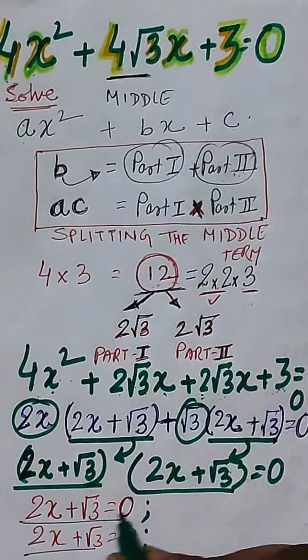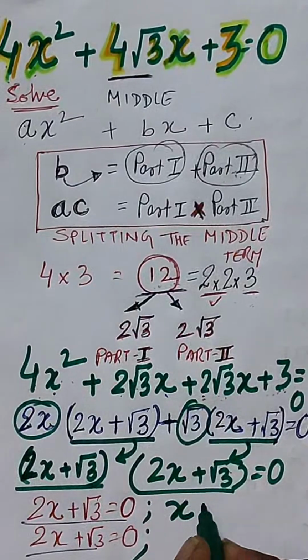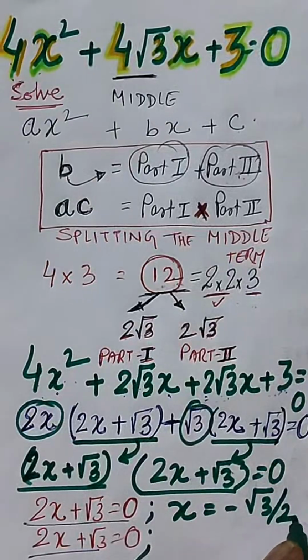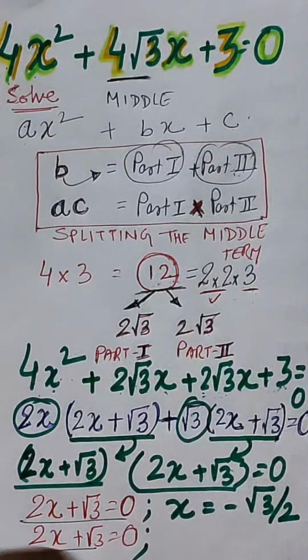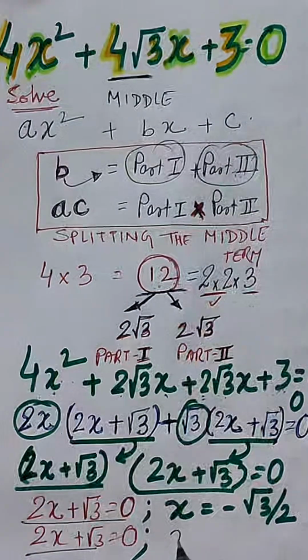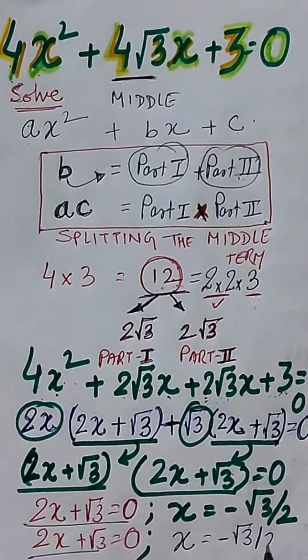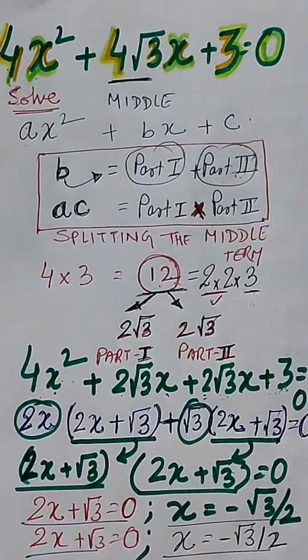So when you just equate it with 0, you get the value of x as equal to minus root 3 divided by 2, right? From the first. And from the second also, you will get the value of x as equal to minus root 3 divided by 2. So these are the two values of x, right?